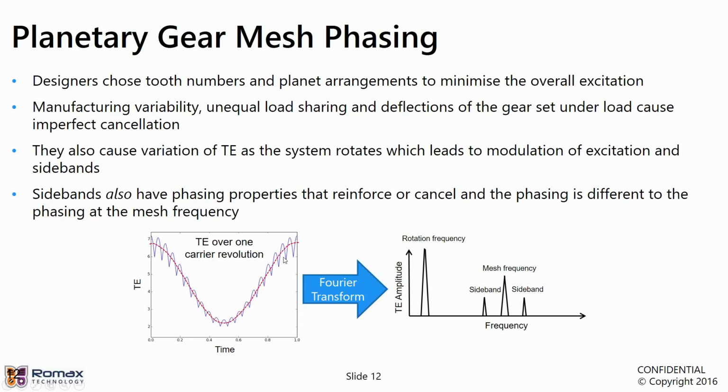You can ignore this once per revolution part. That's not important from a noise point of view. We're just looking at the amplitudes here, here, and here. So that variation is what leads to sidebands.